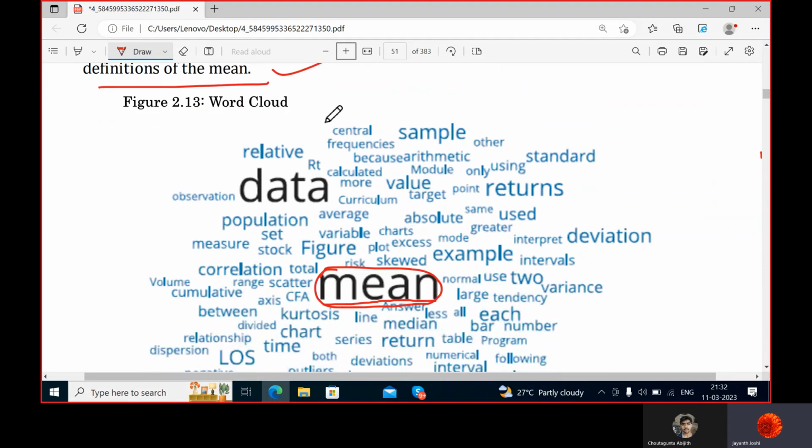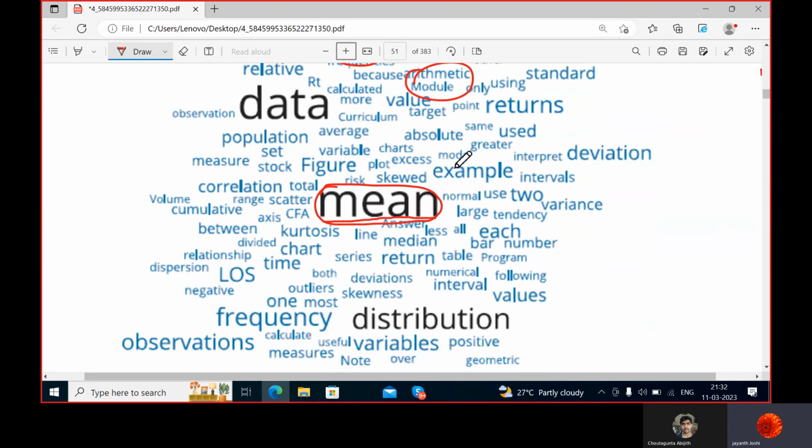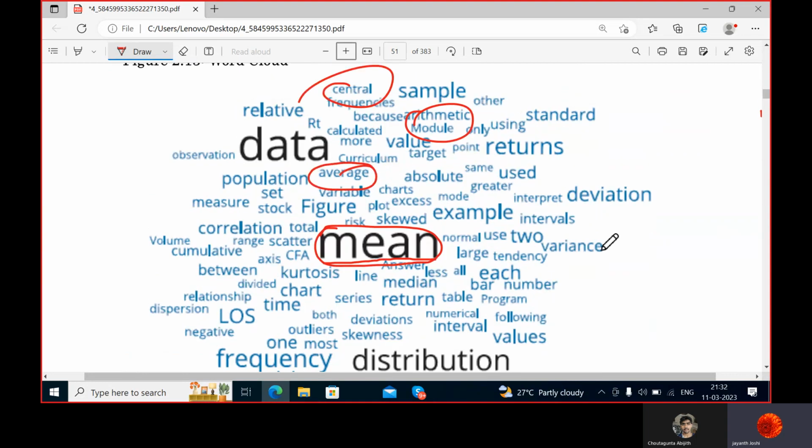So central frequencies, arithmetic mean. You see many times here, average is used, correct? And median is also a kind of average. Wherever you see all the words, they are somewhere or the other related to or very much connected to mean. Am I right? Without mean, all these things cannot work. The standard deviation won't work. Kurtosis, no. Skewness, no. Correlation, no. For everything, what do you want?